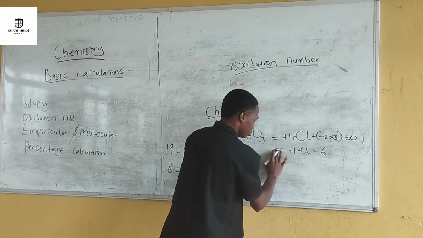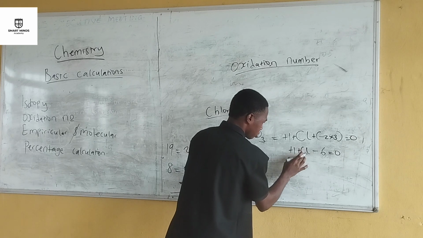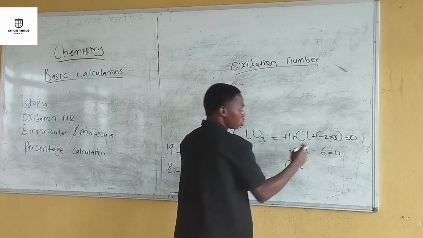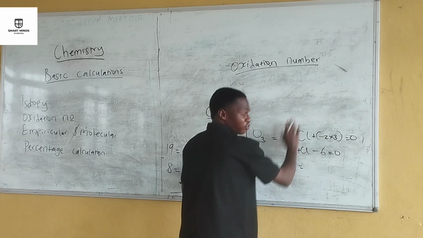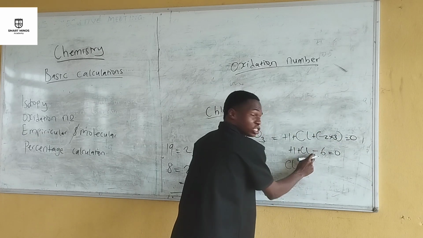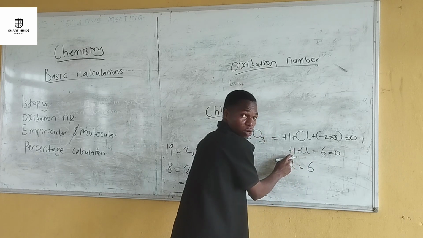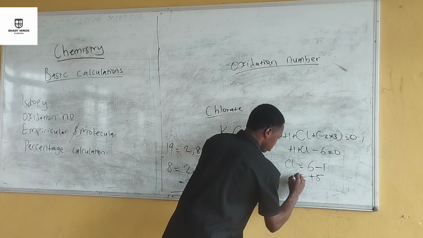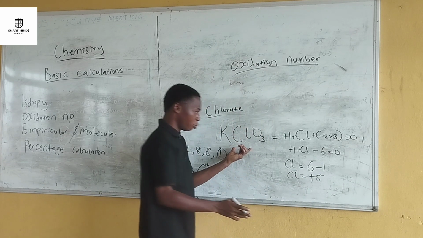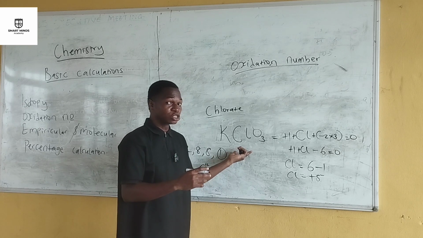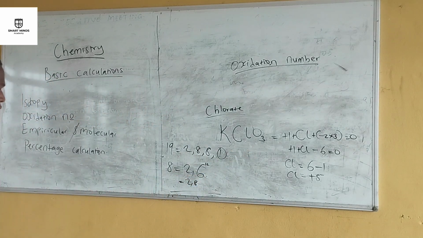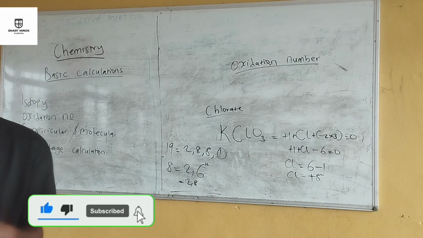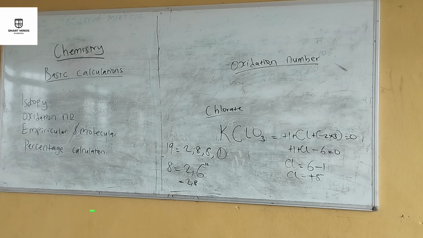Now, you collect like terms. Chlorine is here, and you move all these ones, because they are integers, to the other side. Minus 6 will change to plus 6. Plus 1 will change to minus 1. So we have chlorine to be plus 5. Chlorine is plus 5 in this compound. I hope you understood that point: if you collect, you become minus. What you are collecting is minus. So if you give, what you are giving is plus.